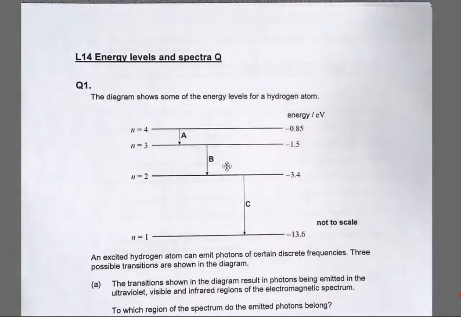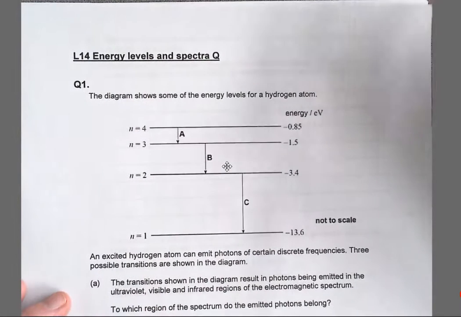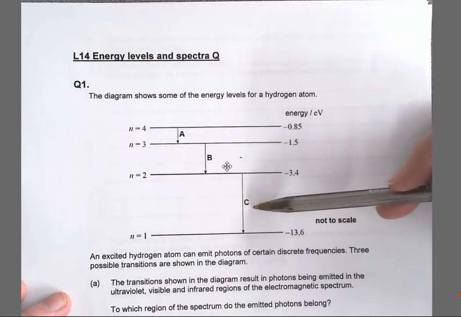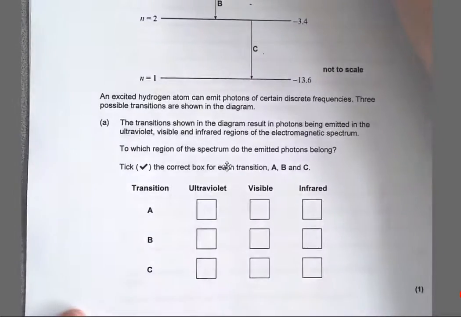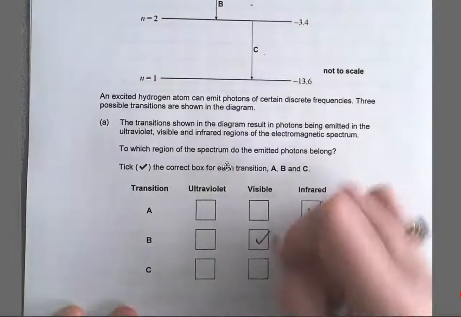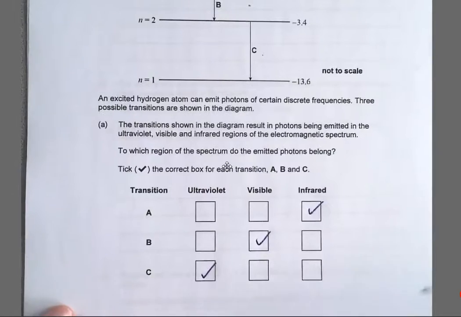Number 1 says, the transitions shown in the diagram represent photons being emitted in the ultraviolet, visible and infrared sections of the radiation spectrum. Which region does each one represent? The smallest jump will be the longest wavelength, which is A. So that's infrared. This is visible light, and then this is ultraviolet. Biggest jump, most energy, shortest wavelength. So that's your answer there. Next.